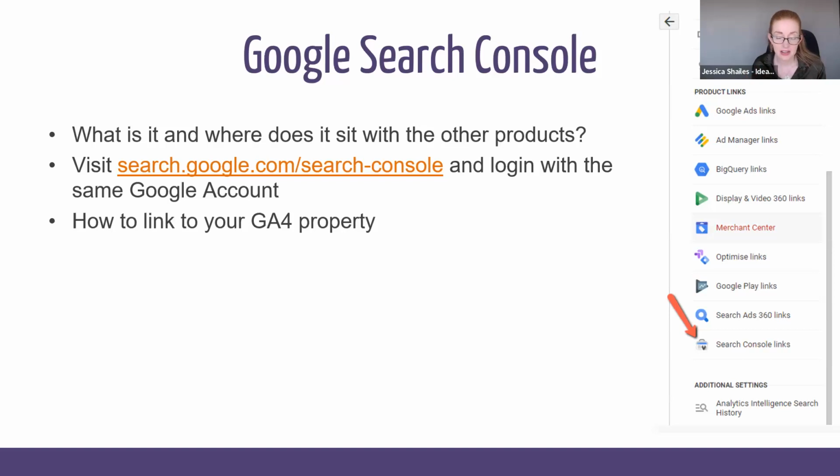To connect the two accounts, you need to check that you've got an account set up. So that's the first thing to do: go to this Search Console page and log in with the same Google account information. It needs to be the same. If you think your Search Console account is attached to a different Google account, then you need to add yourself as a user or connect them. So that needs to align.